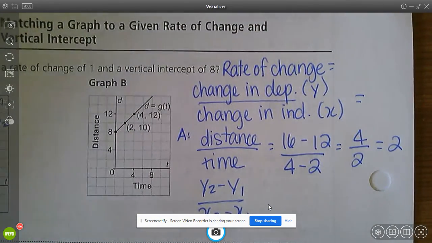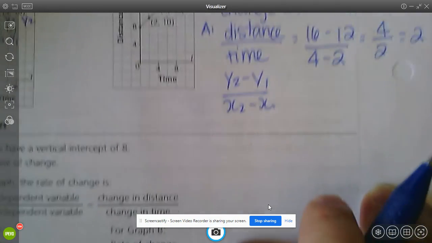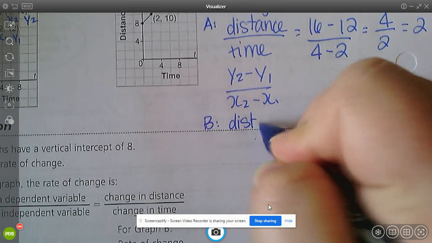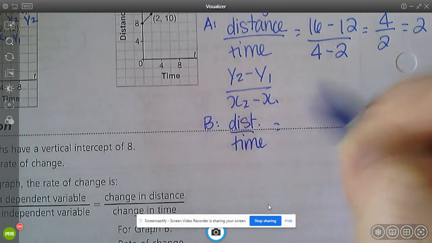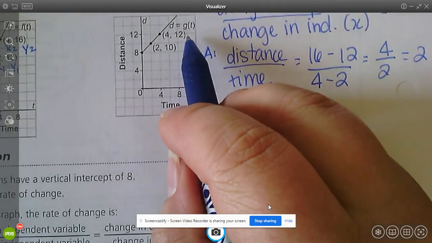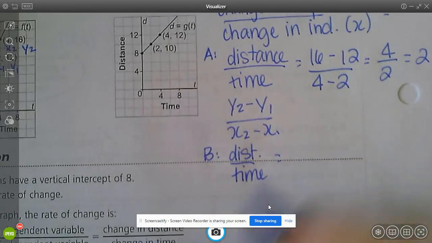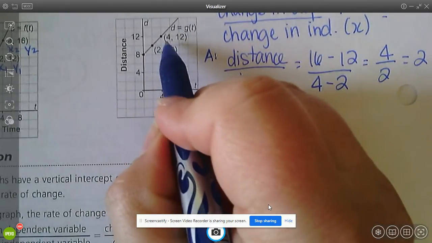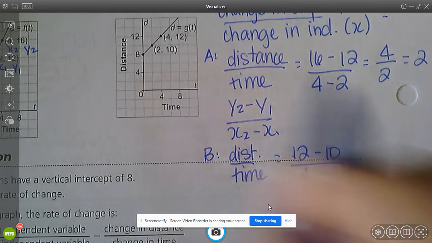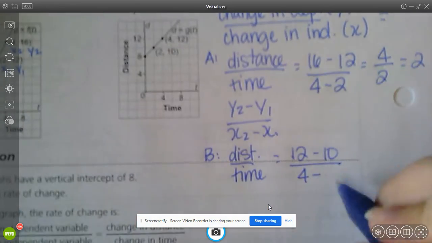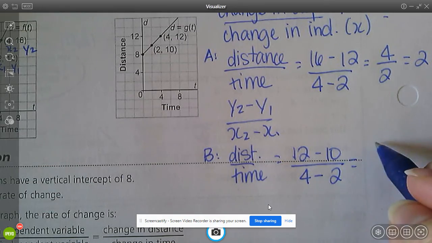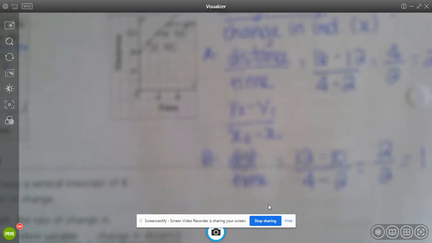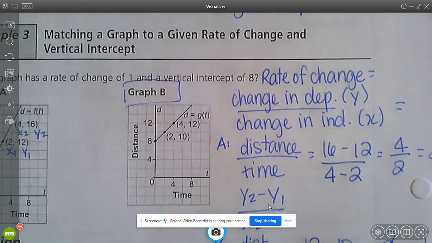Okay, so let's try graph B and see if that one fits the description. For graph B, again, I have distance over time, which equals, if you can see my top graph here, my y2 point, which is 12, minus my y1 point, which is 10, divided by my x2 point, which is 4, minus my x1 point, which is 2. Okay, so I end up with 2 over 2, which is equal to 1. Ah, graph B. So graph B is the one that fits the description.